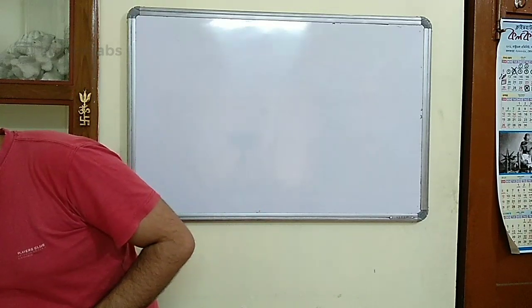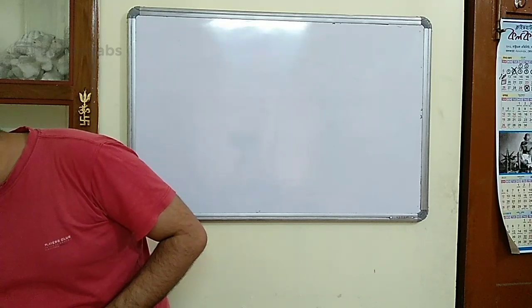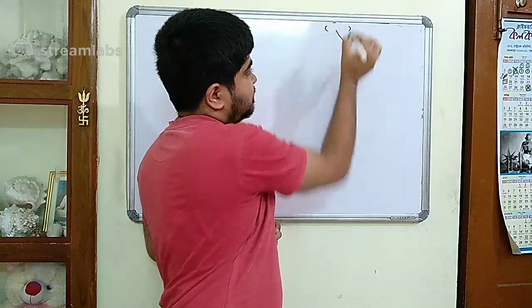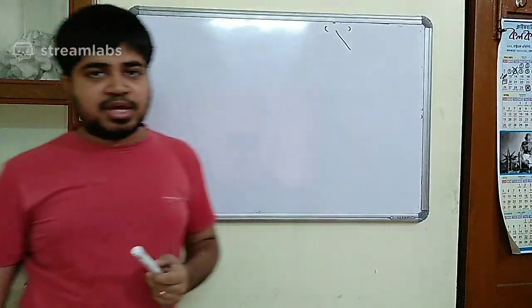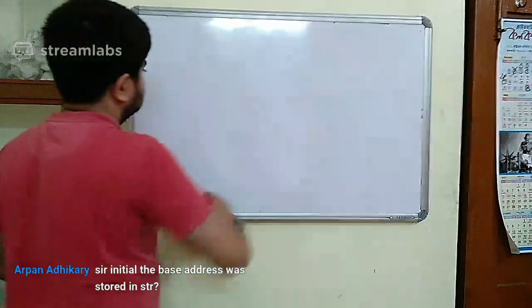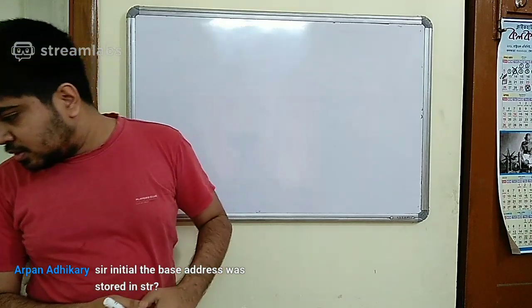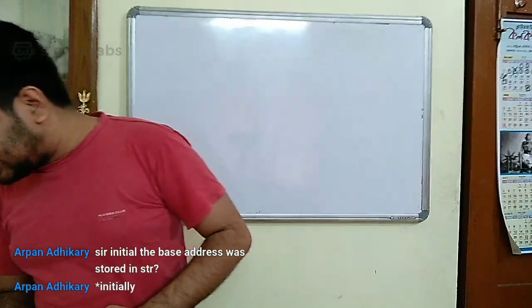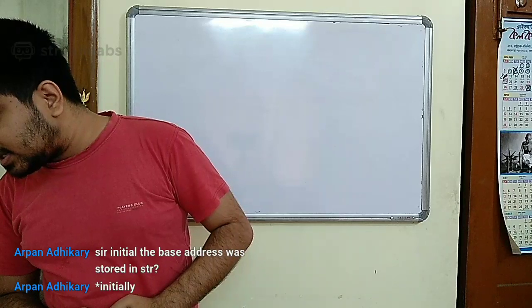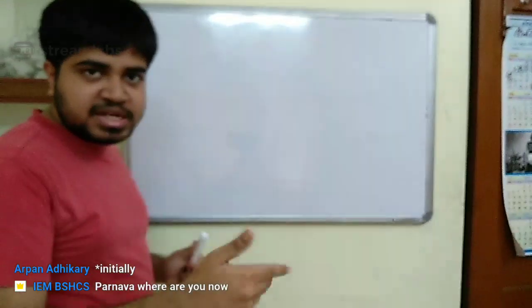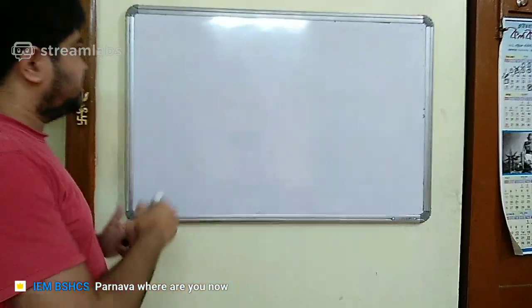Devjit Banerjee is asking, sir, what if we write hello slash world instead of hello world? That very slash is actually a character itself. It will be taken as a character. This slash, whatever you write, will be taken as a separate character. So no need to worry about that. Right? Sir, Orpon is asking, sir, initially the base address was stored in str. Yes, the base address of the string was stored in str. Str was holding the first base address, right? I'm proceeding, then I will be checking again, so just hold for 1 minute.